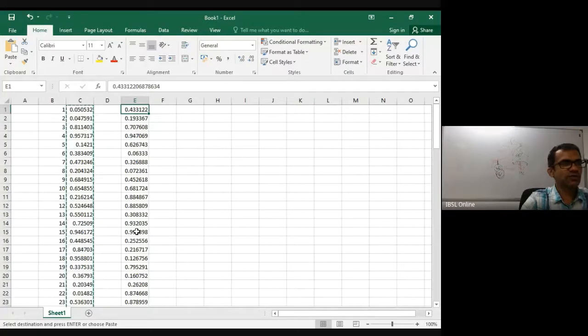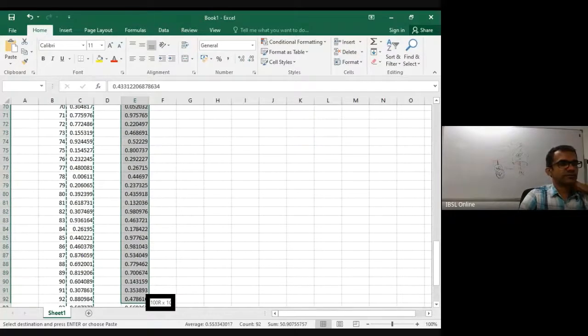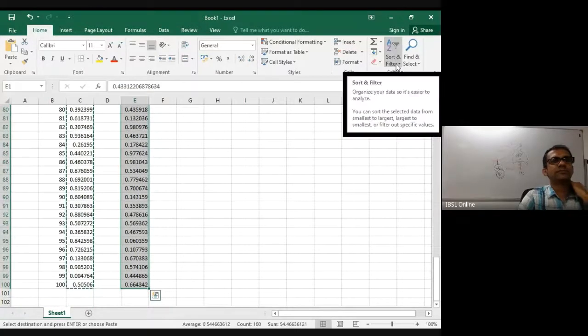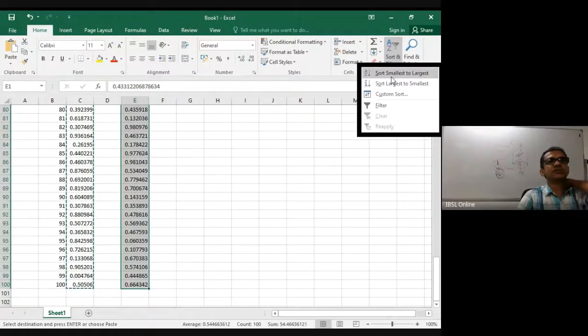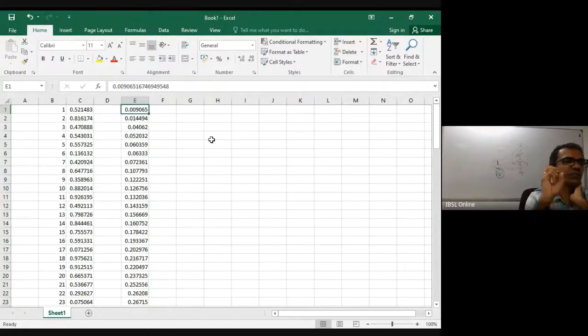Now what we can do, we can sort it in the ascending order, smallest to largest. So out of that 100, the smallest return is 0.9%. Can you see? 0.009 means 0.9%, and this is 1.44%. This is 4%, 5%, likewise.